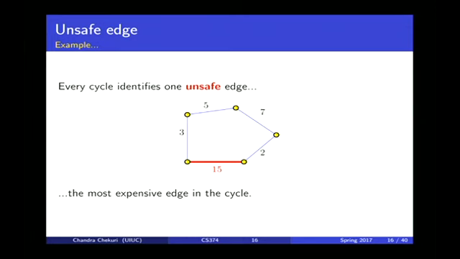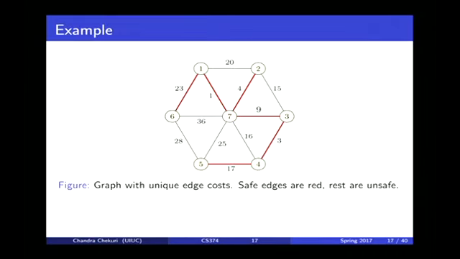So if the edge weights are distinct, every edge is either safe or unsafe. You can prove that. Okay? But don't worry about that right now. We'll prove it. Okay, you see that.